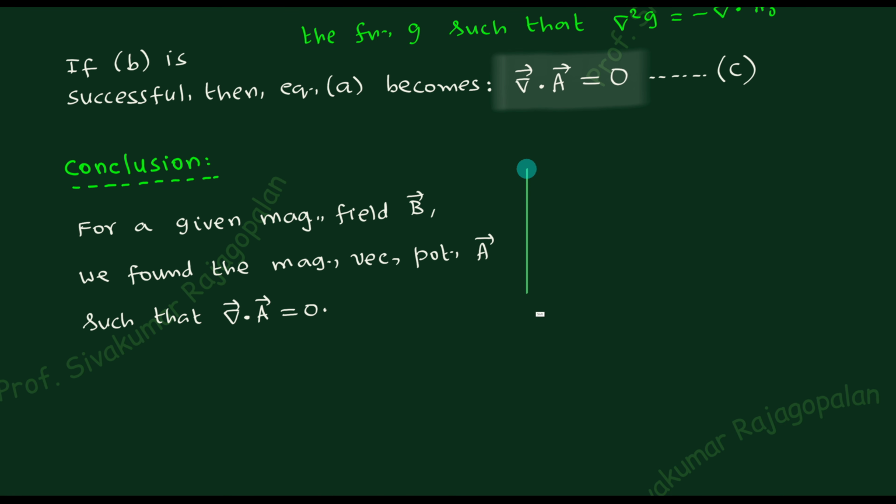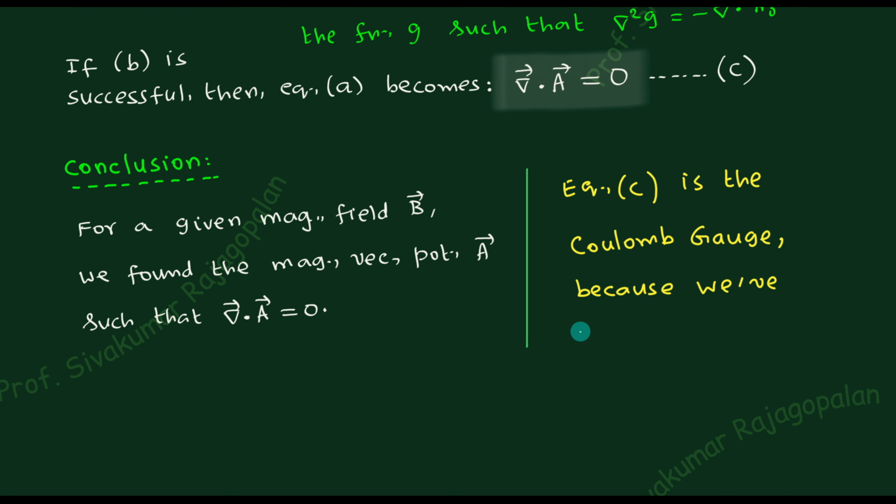And now we are going to give a name, because the arbitrariness is now removed. Therefore, equation number C is what is known as the Coulomb gauge. It is called a gauge because we have fixed the arbitrariness in the determination of A.